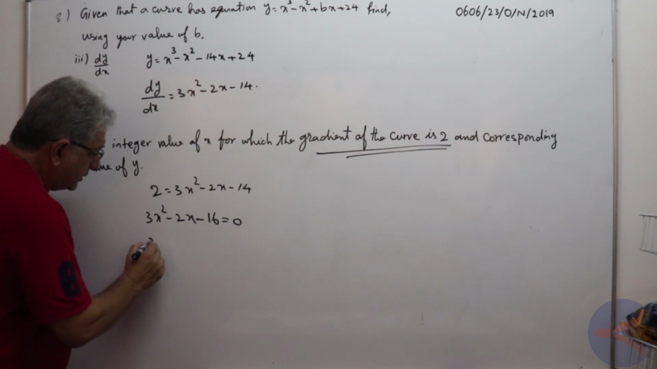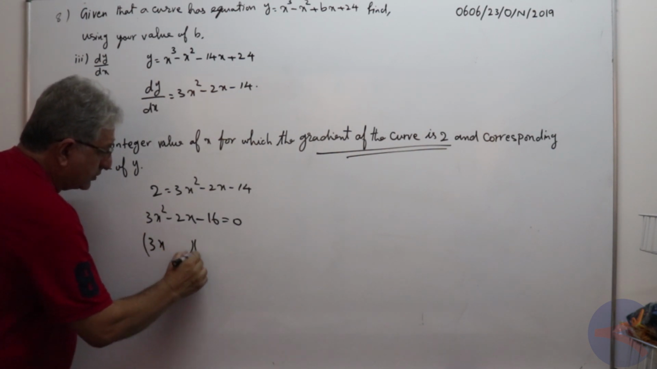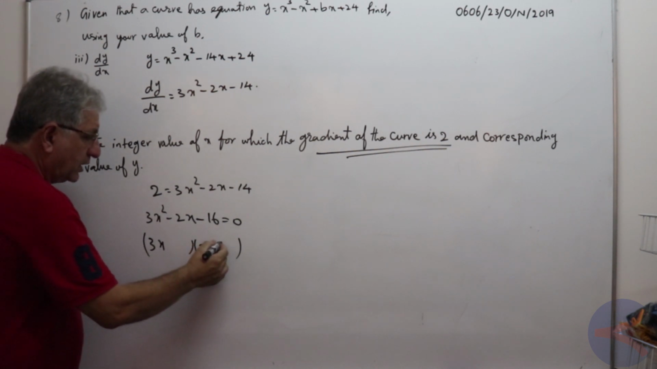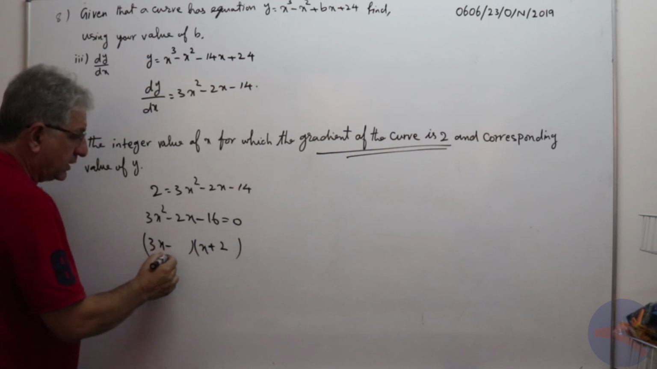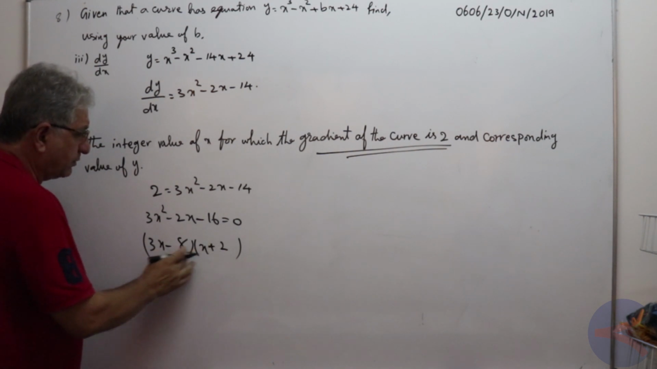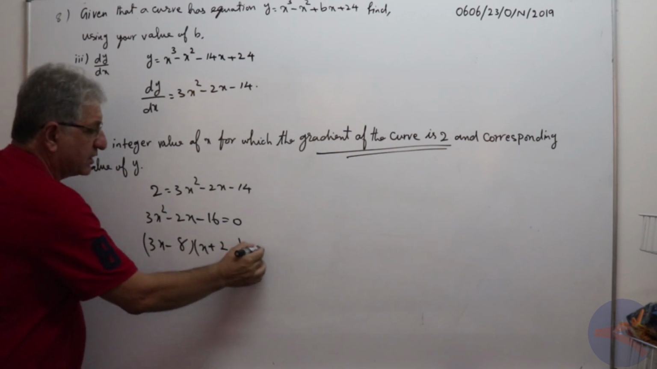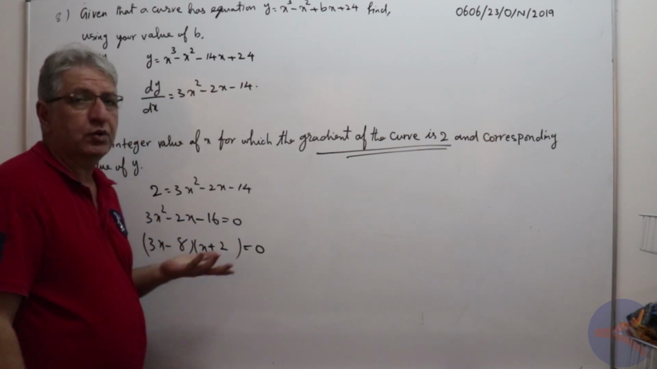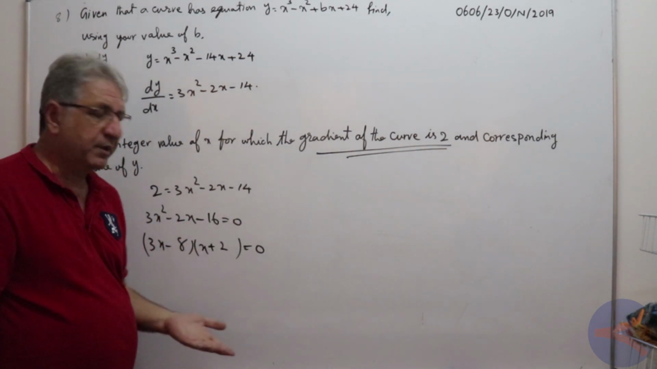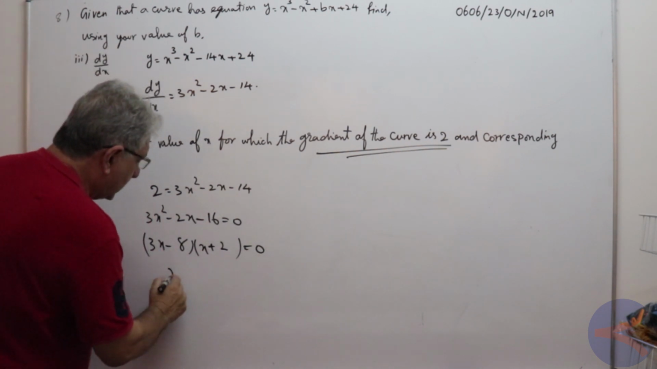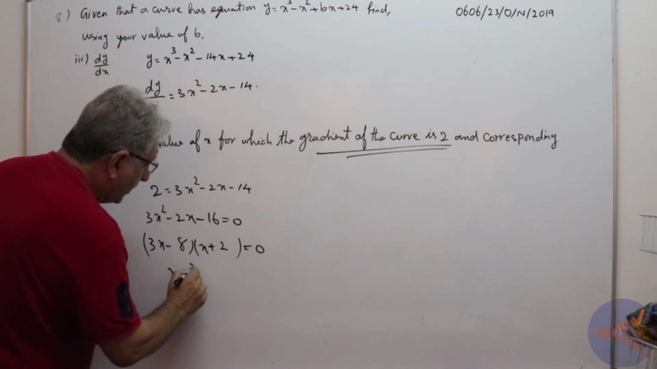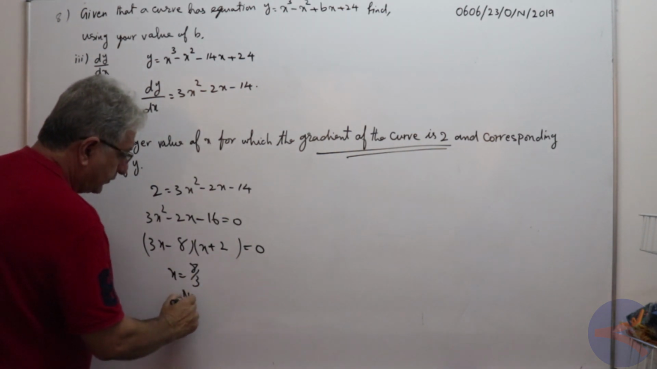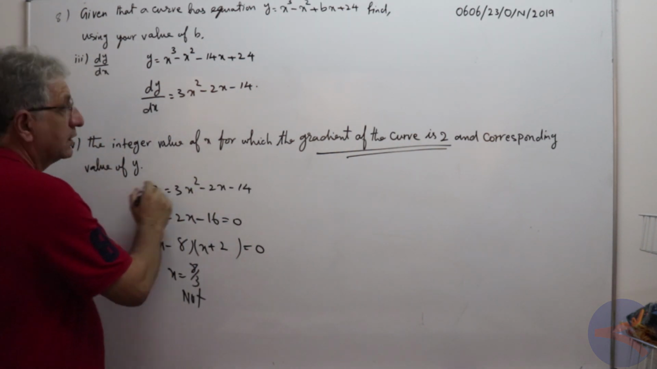You can use any method you like. Here it will be 3x and here also x, with 8 and 6 minus x in the factorization of this. You can use your calculator to find these roots, or you can use the formula method or any other method. You get x equal to 8 over 3, but this is not accepted because we want integers.